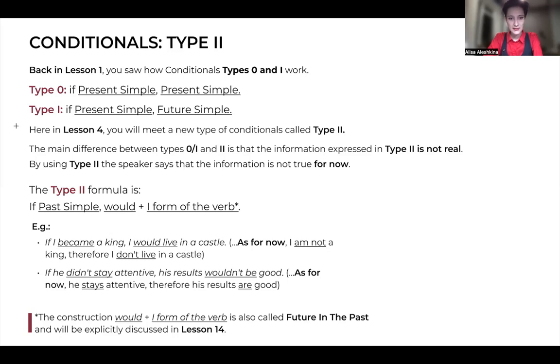If he didn't stay attentive, his results wouldn't be good. But for now, he stays attentive, and therefore his results are good.